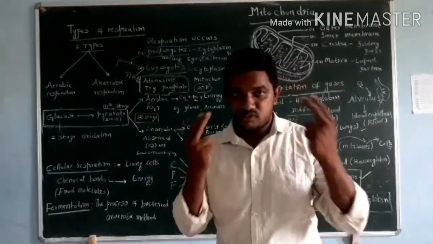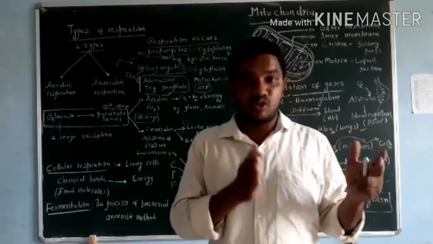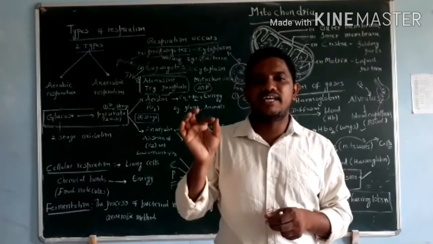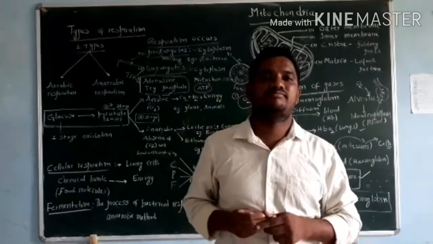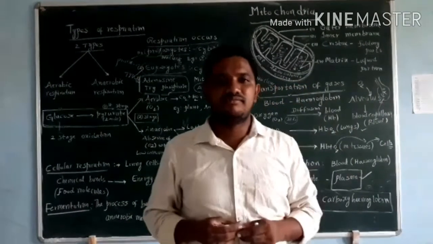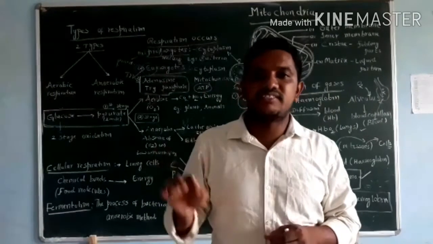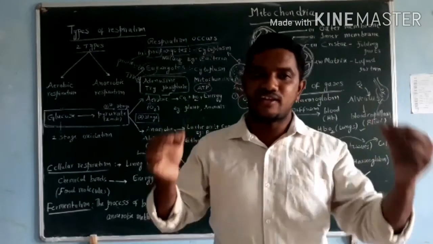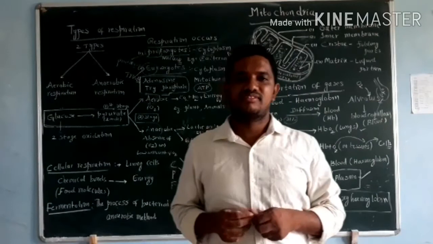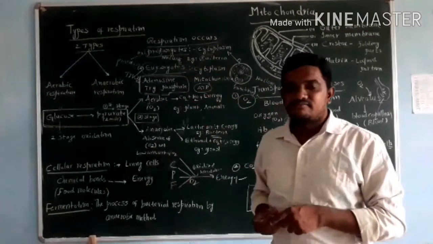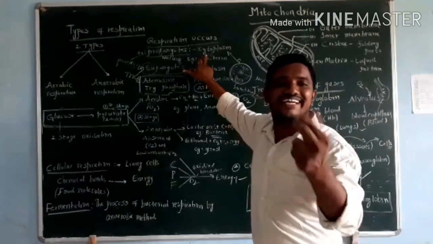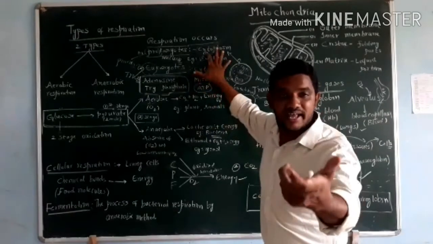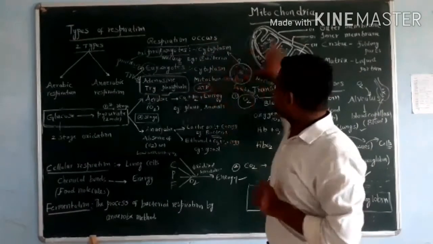See here, there are two types of respiration: aerobic respiration and anaerobic respiration. Aerobic respiration means respiration takes place in the presence of oxygen. Anaerobic respiration means respiration takes place in the absence of oxygen or with a low amount of oxygen. In prokaryotes, respiration occurs in the cytoplasm. In eukaryotes, respiration occurs in the cytoplasm and mitochondria. See, this is the mitochondria structure.